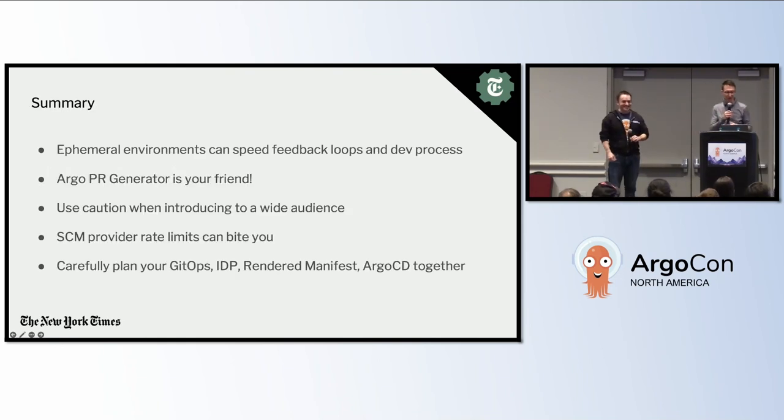So in summary, ephemeral environments can speed up feedback loops and dev processes. It was definitely very powerful for us. We're looking for ways to continue expanding on this and make it more robust. The Argo PR generator is your friend.